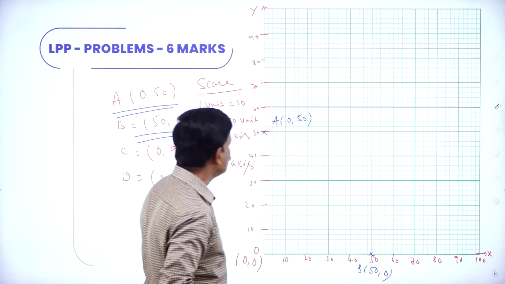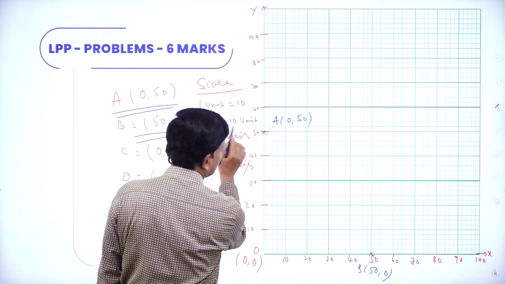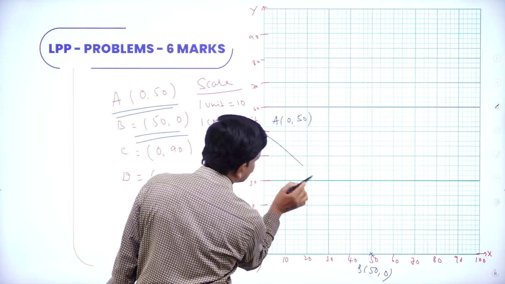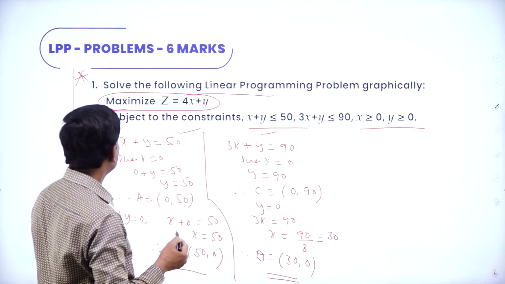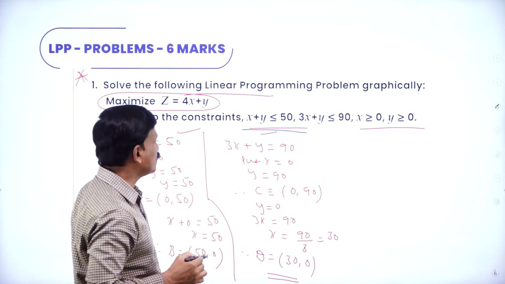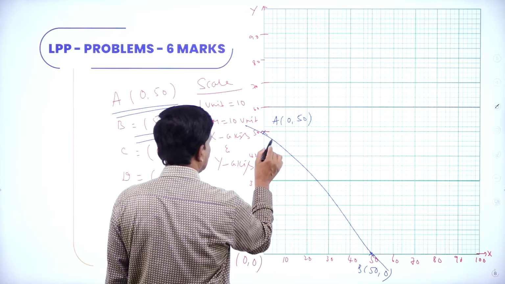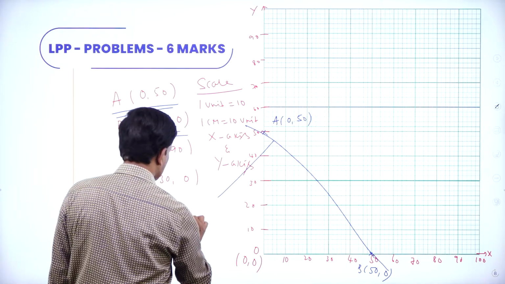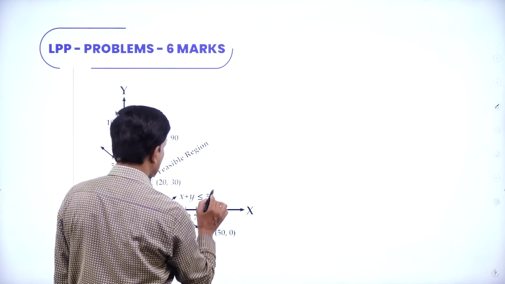Now let us draw a straight line. So join these two points by drawing a straight line. Now what is this equation? This is the equation x plus y is less than or equal to 50. I'll write here, x plus y is less than or equal to 50.